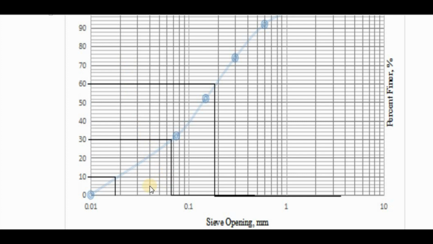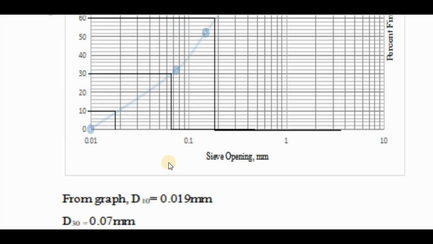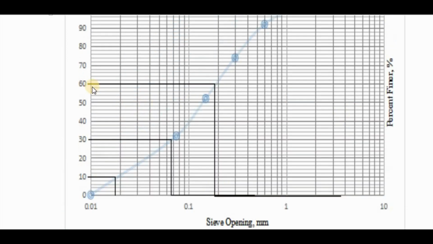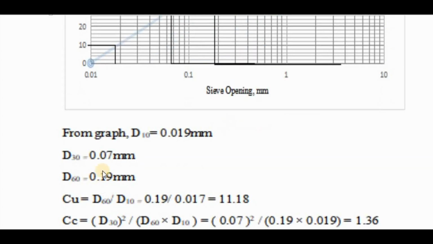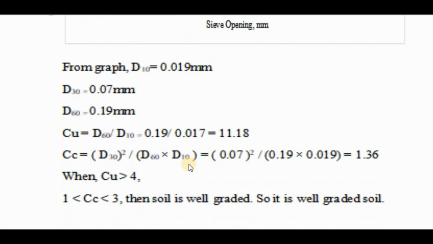After that, you have to take some values from that graph, like 60, 30 and 10. You draw a straight line from the 60 to the curve and read the value of the sieve opening for 60, 30 and 10 respectively. What does that mean? The 60% finer is at which diameter? 0.19 millimeter. 30% finer is at 0.07 millimeter. 10% finer is at 0.019 millimeter.